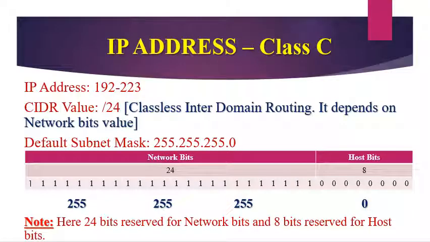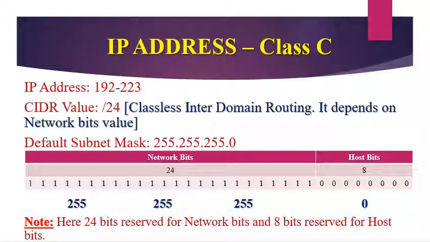The class C IP address range is 192 to 223. The 192 is assigned for the network address, 223 is assigned for the broadcast address, and in between 192 to 223 is assigned for host addresses. So what is the CIDR value of class C? The CIDR value of class C is 24, because it depends on the number of network bits of class C.